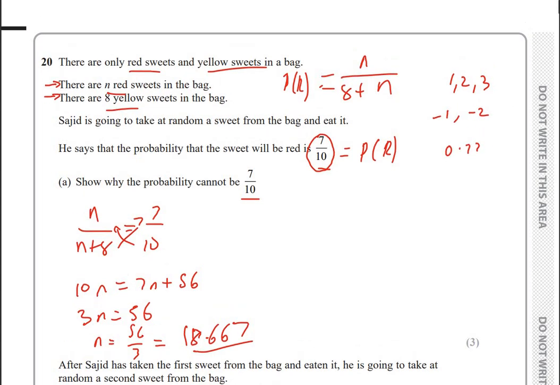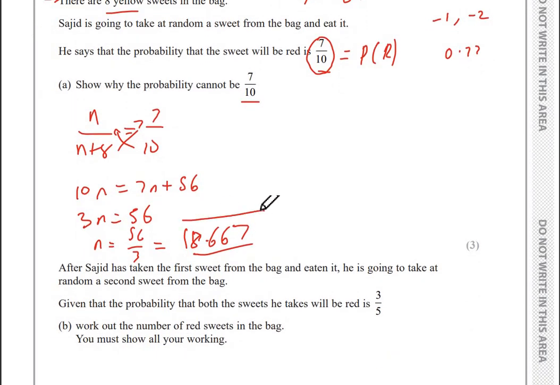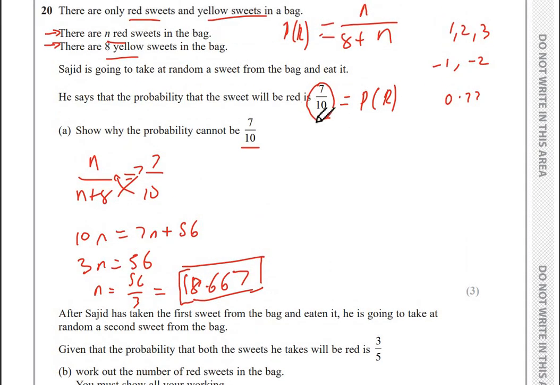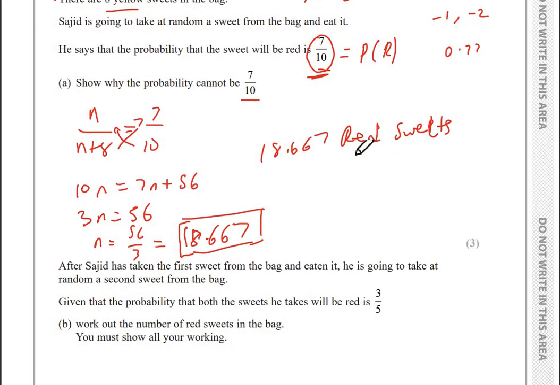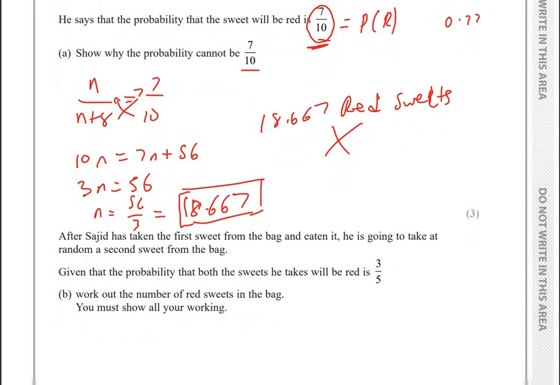So we've proved why the probability of taking out a red sweet cannot be 7/10, because if the probability is 7/10, that means there are 18.667 red sweets. Okay, and that can't be correct. Alright, so let's move on to our next part of the question.